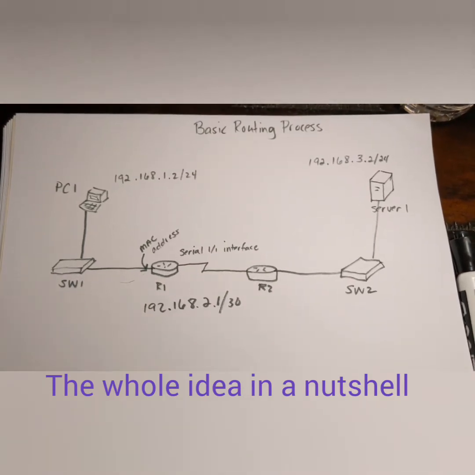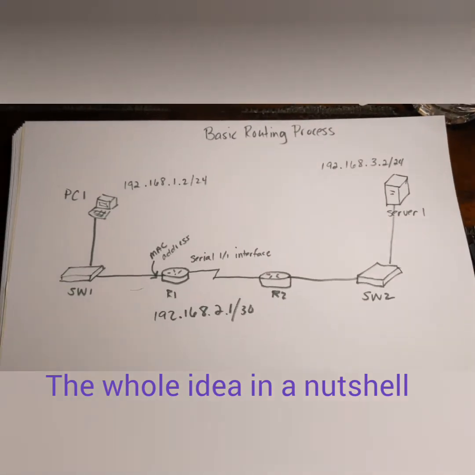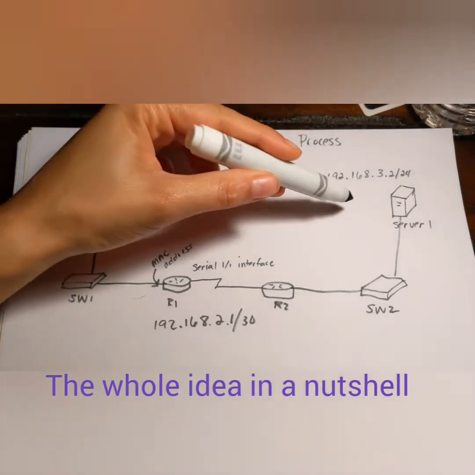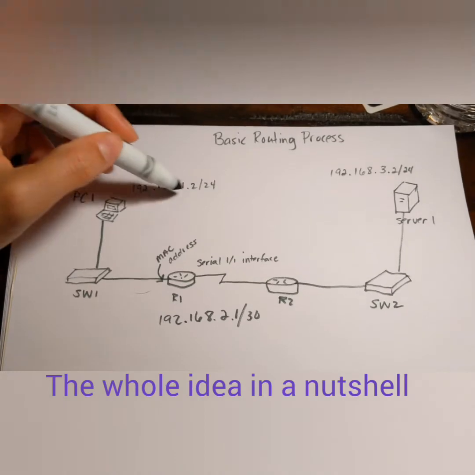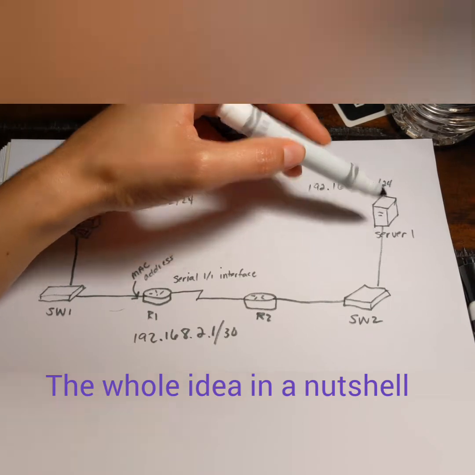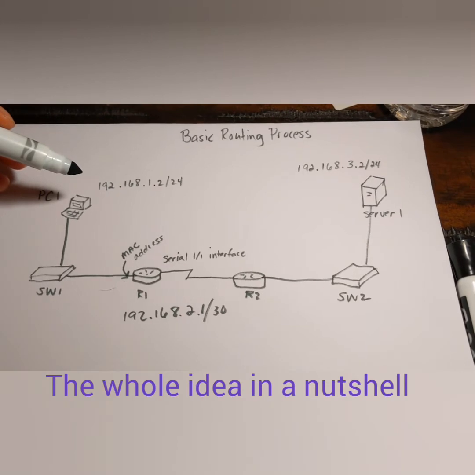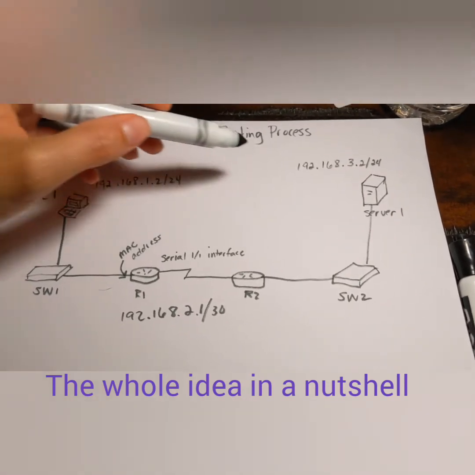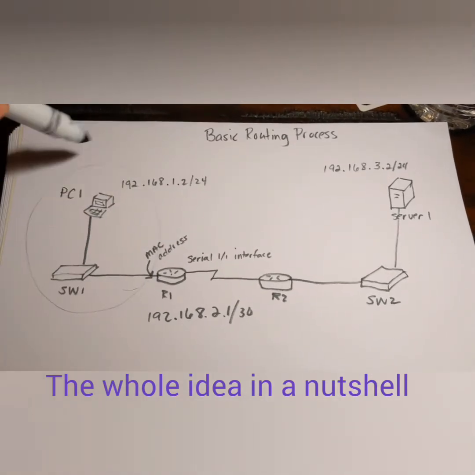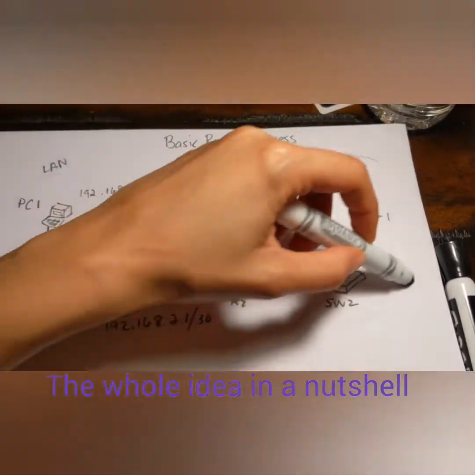Okay, so here's a quick video to wrap it all up. So PC1 wants to send a packet of data to server 1. It starts off by comparing its IP address and its subnet mask to the IP address and subnet mask of server 1. Once it does that, PC1 concludes that the destination IP address is not in its neighborhood. It's not in its LAN. It's in a different neighborhood.